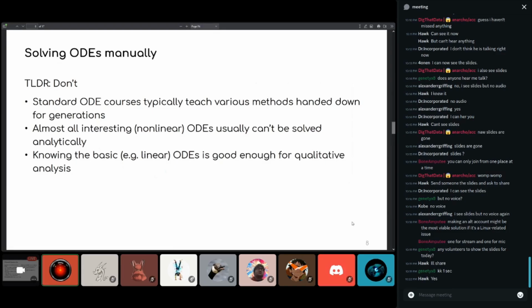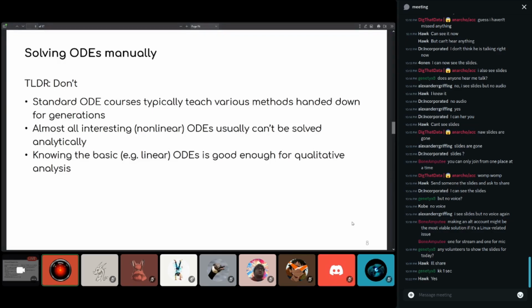We're not going to be talking about that because, one, these techniques have been literally handed down for generations. If you look at a modern ODE course today, chances are it's going to look quite a lot like the old ODE course from the French mathematicians in the 1800s. So unless you're an engineer, this is not interesting to you. And it's especially uninteresting because for almost all interesting, at least non-linear, ODEs, you usually cannot solve them analytically. So you cannot find an expression for the solution, and these techniques basically are not useful to you.